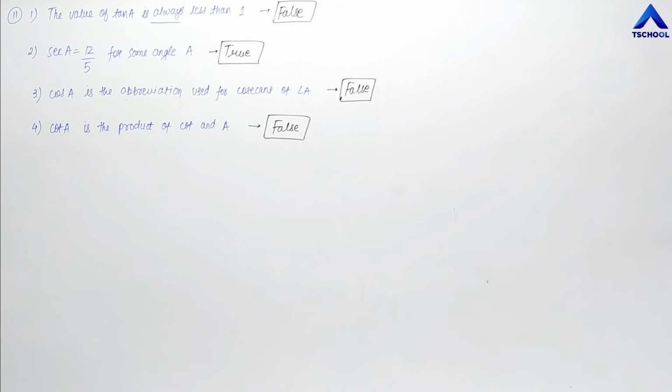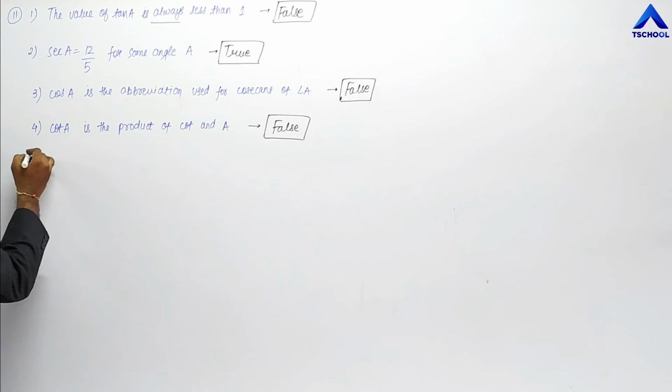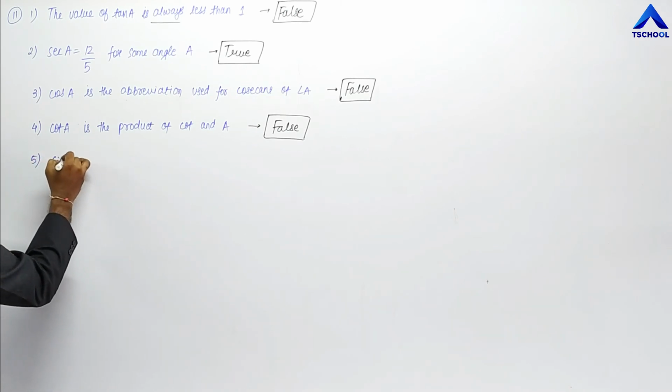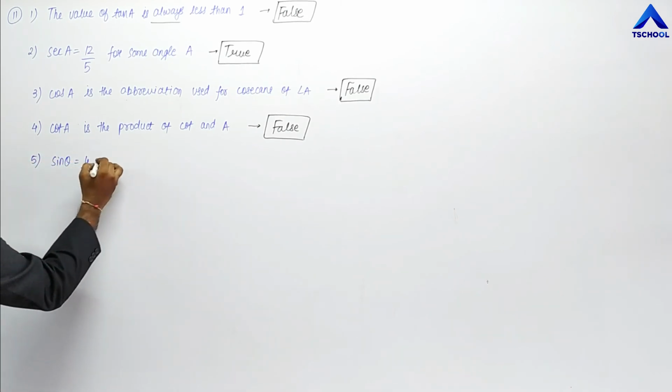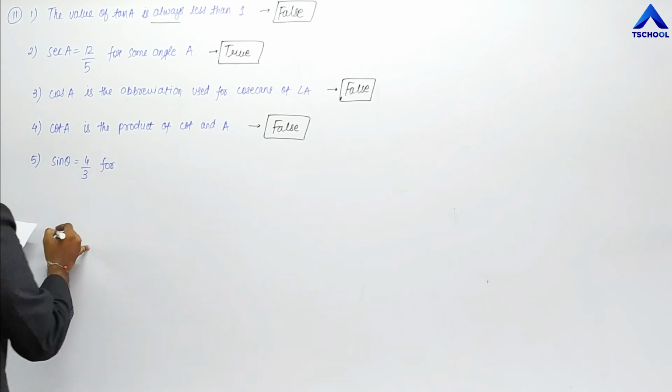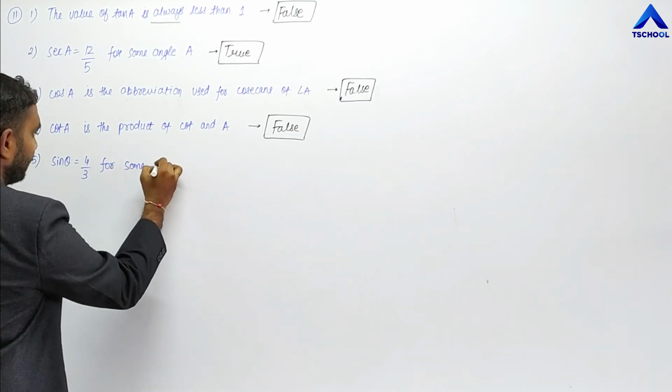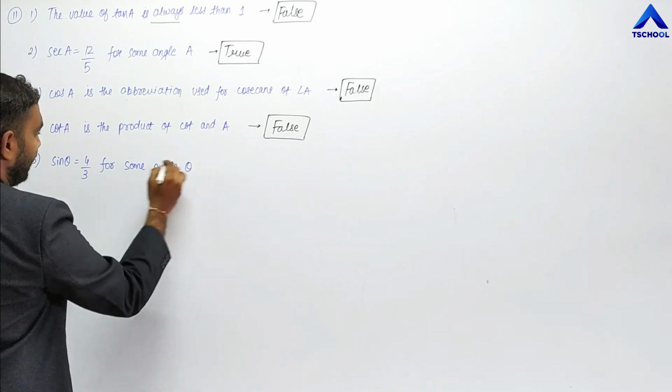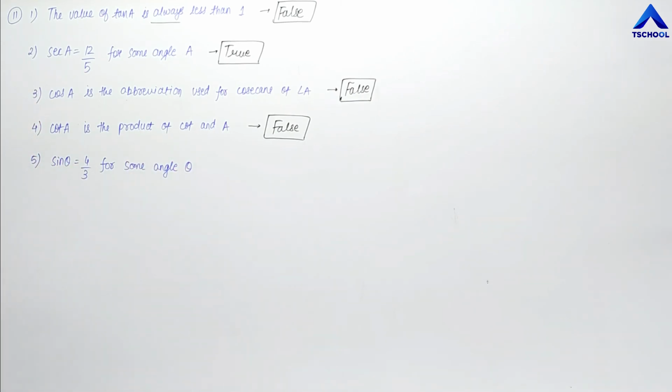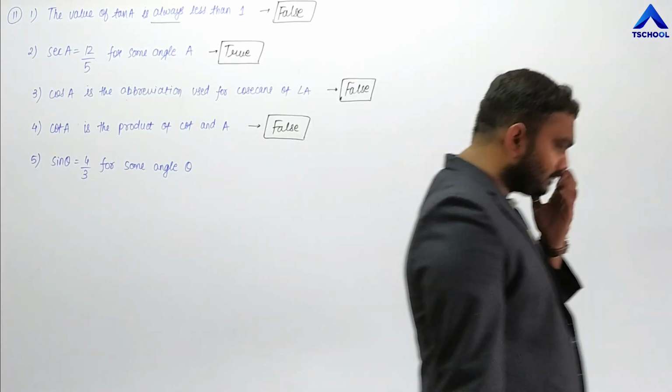And the fifth one, sin theta is equal to 4 upon 3 for some angle theta. So friends, first of all check this again. This will again be from the next topic, that is trigonometric ratios for specific angles. But let us check here, sin theta is equal to 4 upon 3. Is this thing possible or not?